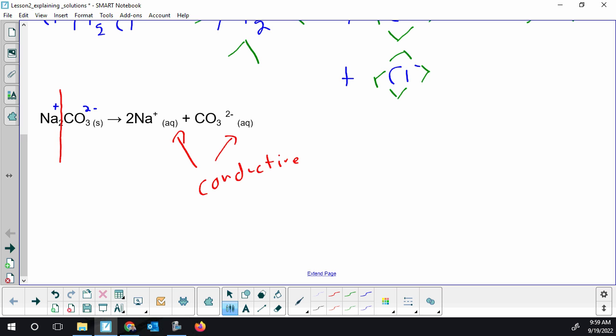If you put something in water and it doesn't make any ions or separate out any ions, it would be non-conductive. If you put sugar in water, it doesn't do this. We don't see any ions formed. Okay. So it's the aqueous as well as the charge. We need those 2 pieces to make our solutions conductive.